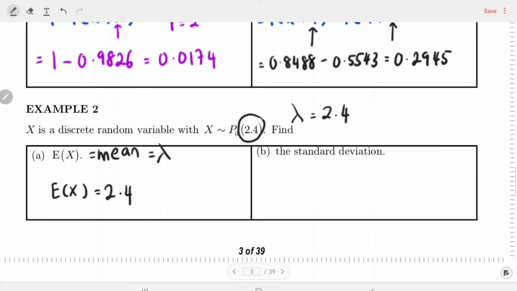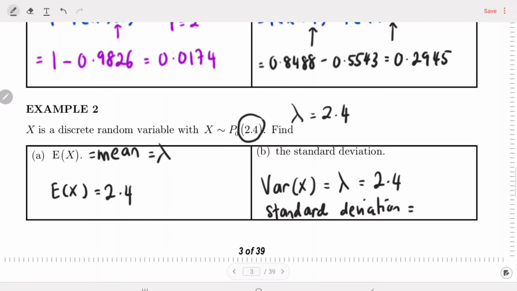And for the standard deviation, we know that the variance for Poisson distribution is also equal to lambda, which is equal to 2.4. But for the standard deviation, it is equal to the square root of variance, which is square root of 2.4, which is 1.549.